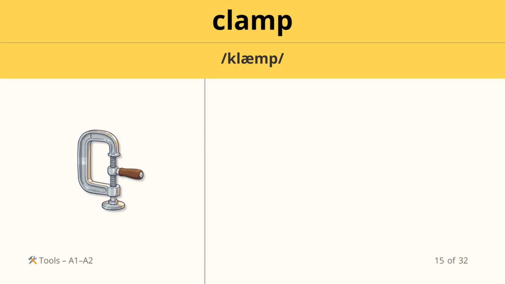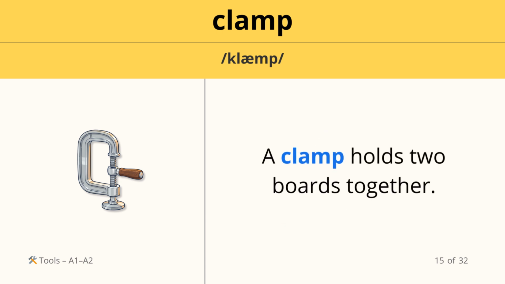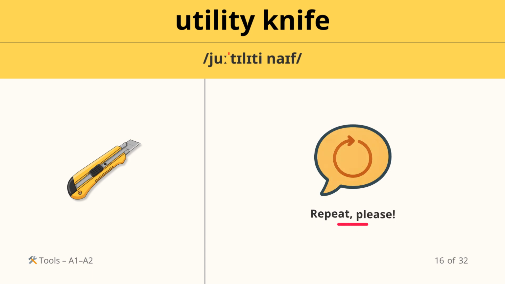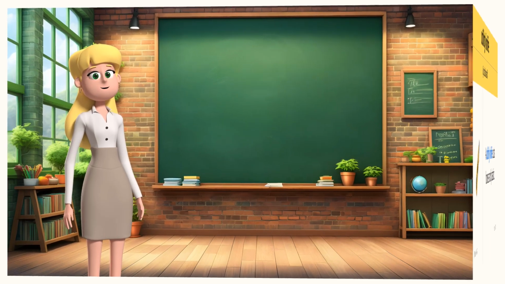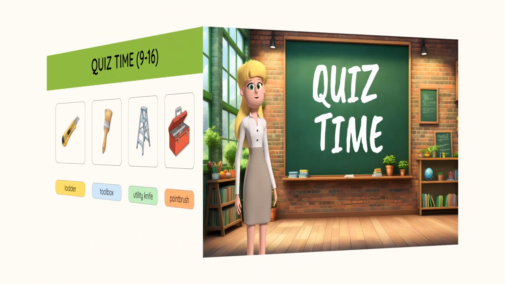Clamp. A clamp holds two boards together. Clamp. Utility knife. A utility knife cuts boxes and plastic. Utility knife. Here comes the next set. Don't forget to count how many you get right.